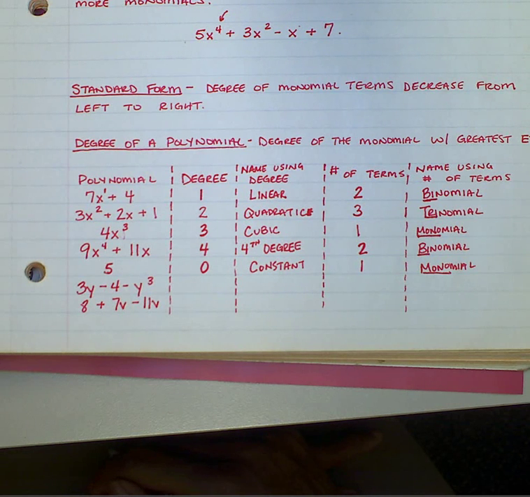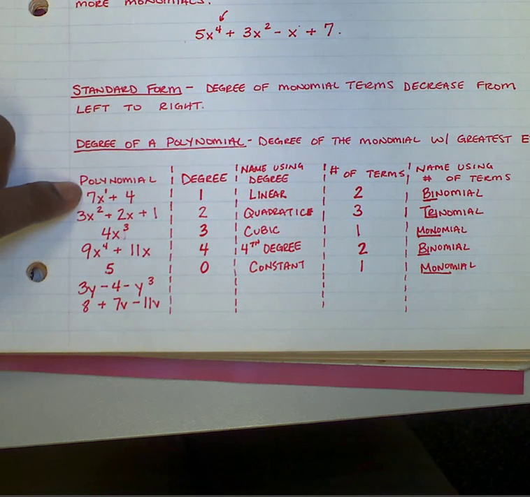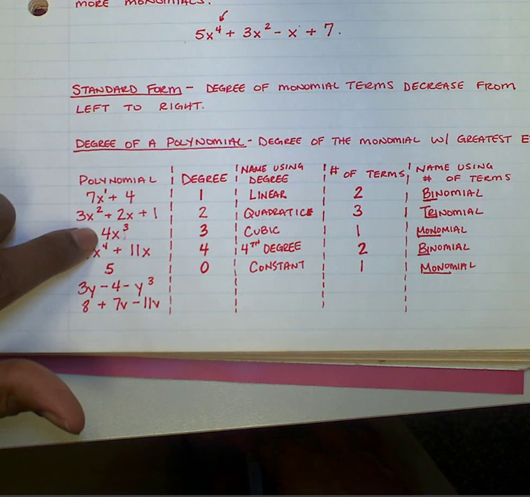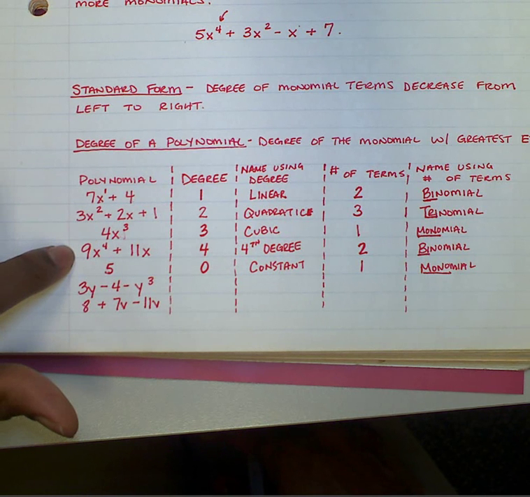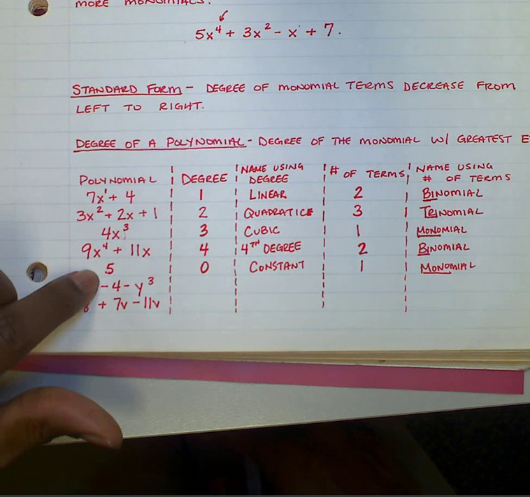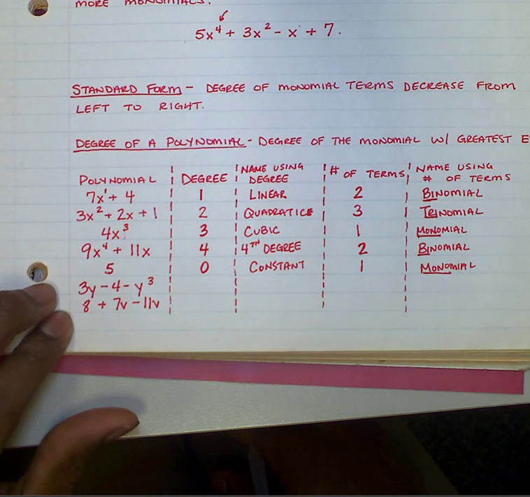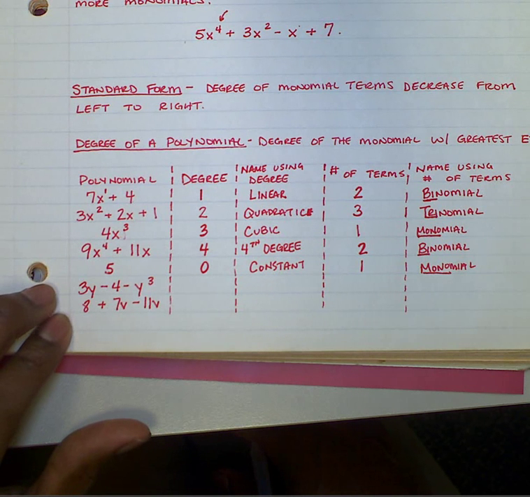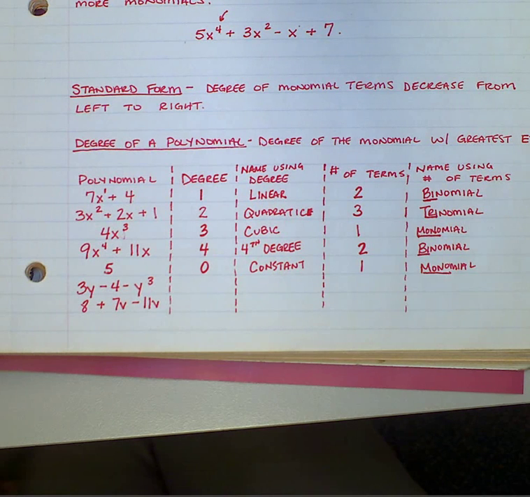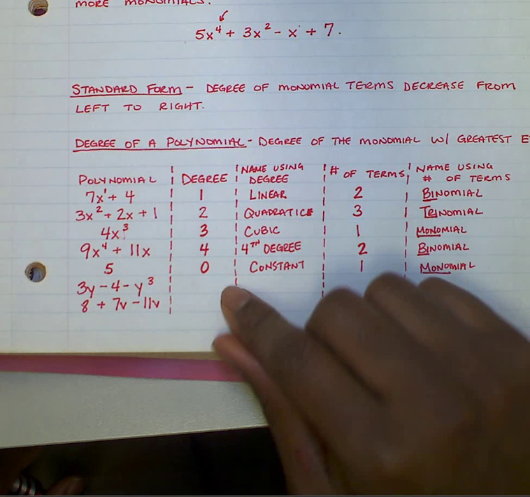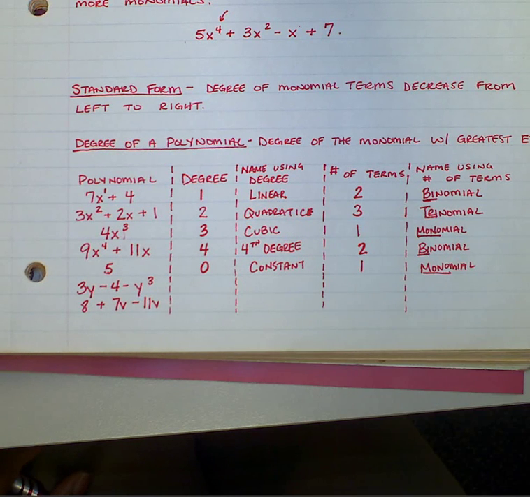Alright, and so we've named all these. This is a linear binomial. This is a quadratic trinomial, a cubic monomial, a fourth degree binomial, and a constant monomial. Okay, try these two out and bring them to me for tomorrow. Alright, have a good one, guys. Oh, sorry. Hopefully, if you are able to do this, then that means you are able to classify a polynomial, which was the goal for these notes. Alright, now see you later.